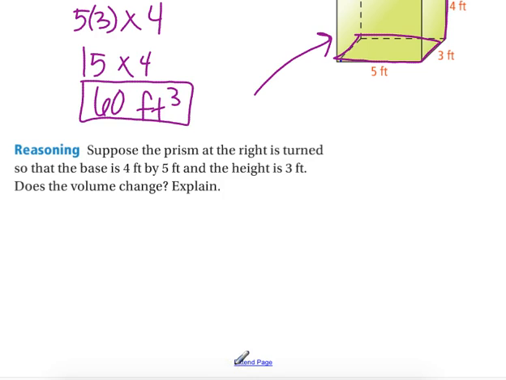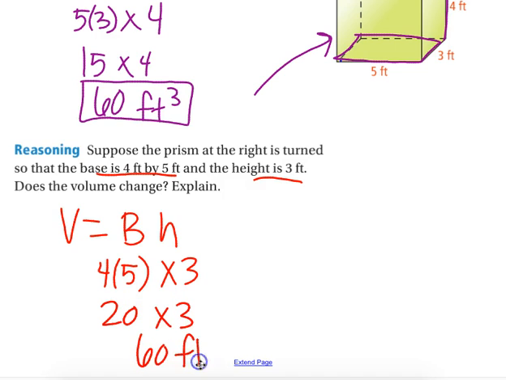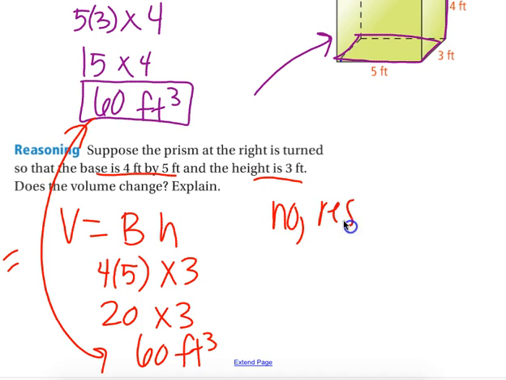Reasoning says, suppose the prism at the right is turned so that its base is 4 by 5 and the height is 3. Does the volume change? Well, let's see here. So again, base area times height. Our base this time they're telling us is 4 by 5. And our rectangular prism would have a height of 3. So let's see what we would get. 4 times 5 is 20. Times 3 would give me 60. Again, so is there a difference between these two answers here? Nope, they're the same. Results in the same volume.